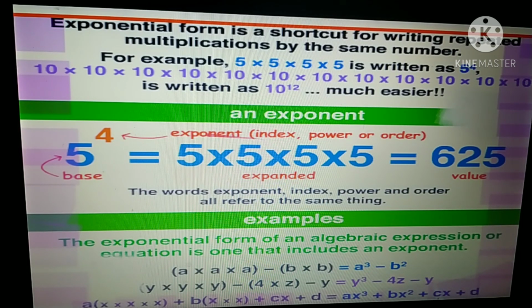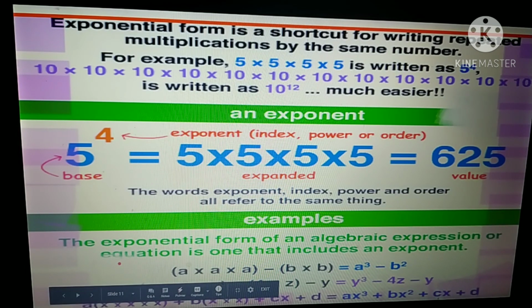Okay, now see 5 power 4 equal to, so it will be expanded. How many times? In the power, what we have is 4. That means you have to multiply 5 four times. 5 into 5 into 5 into 5. So you get here 625.